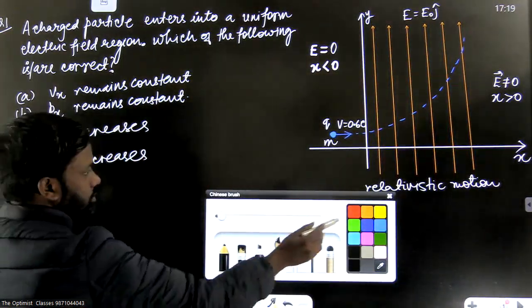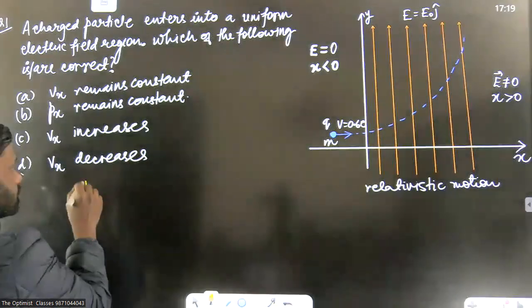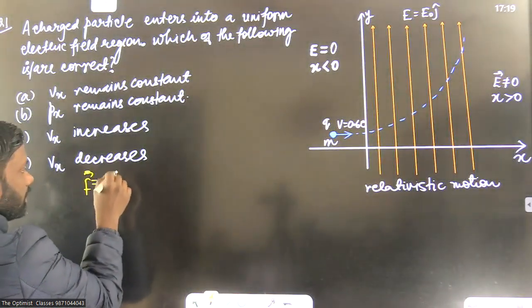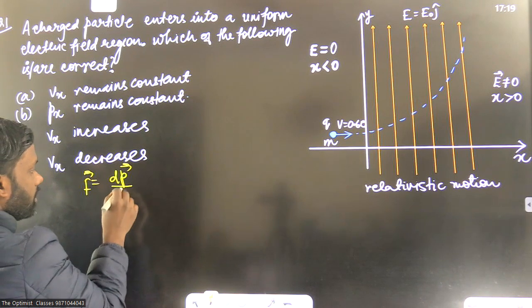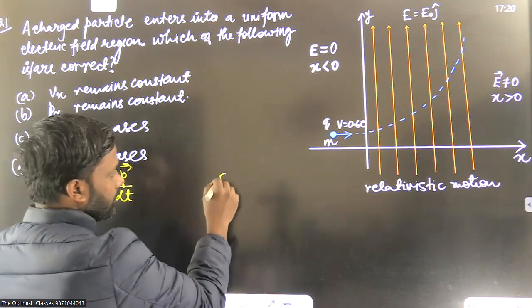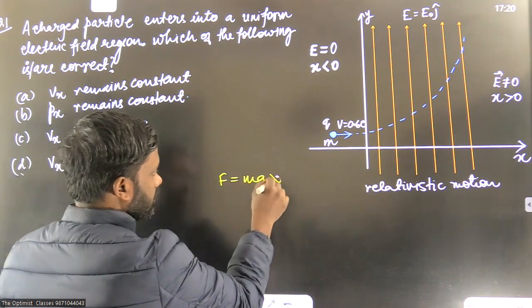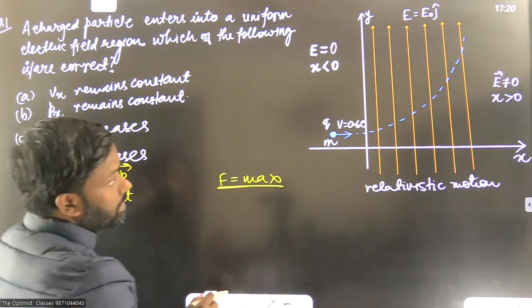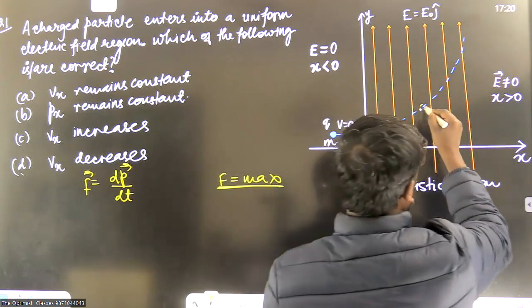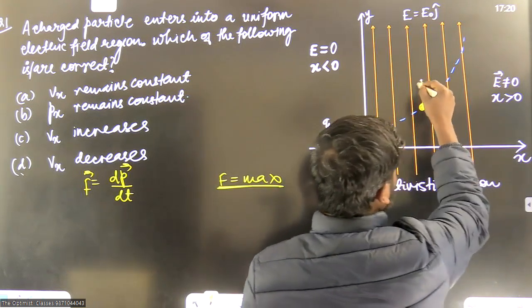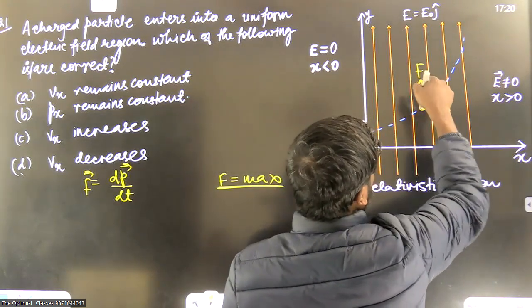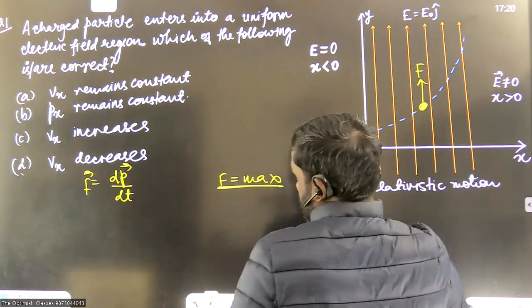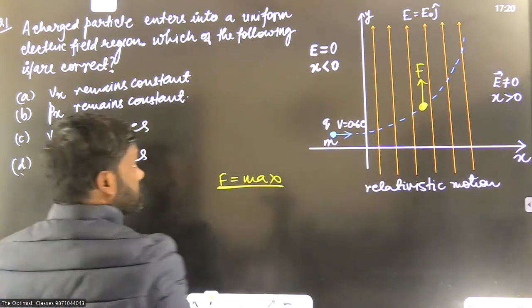Therefore, to solve this question, we will have to write Newton's equation of motion in this form: F equal to dp by dt. If you write F equal to ma, then you will get the wrong answer because this formula will not apply here. So F equal to dp by dt. See here, as the charged particle enters the electric field, at some instant of time, it will be here. So the force on the charged particle will be in the direction of the electric field. So the force is in the y direction.